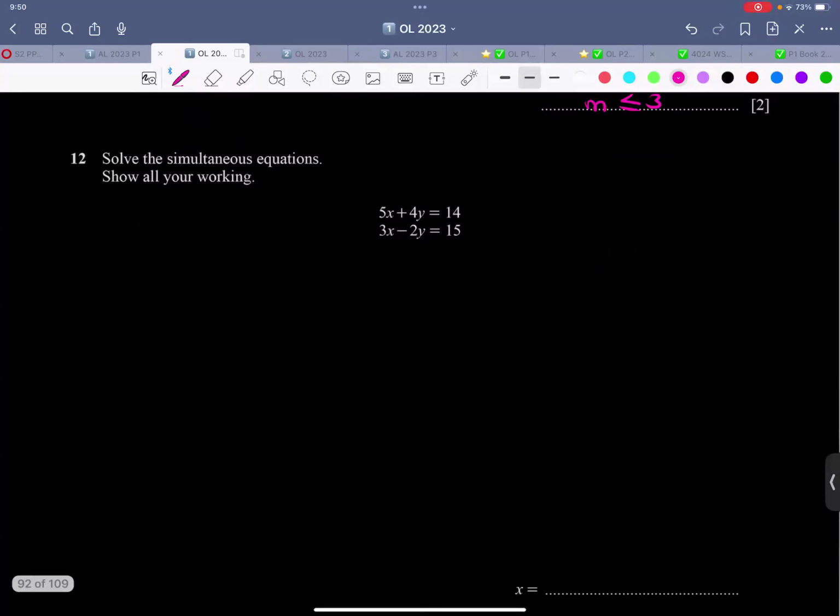Solve the simultaneous equation. Your choice, whether to use elimination or substitution. This is equation 1. This is equation 2. So if I take equation 2 and multiply by 2, what happens? 6x minus 4y, multiplication by 2. So this is the new equation, which is 2a. So now take this equation and add it up.